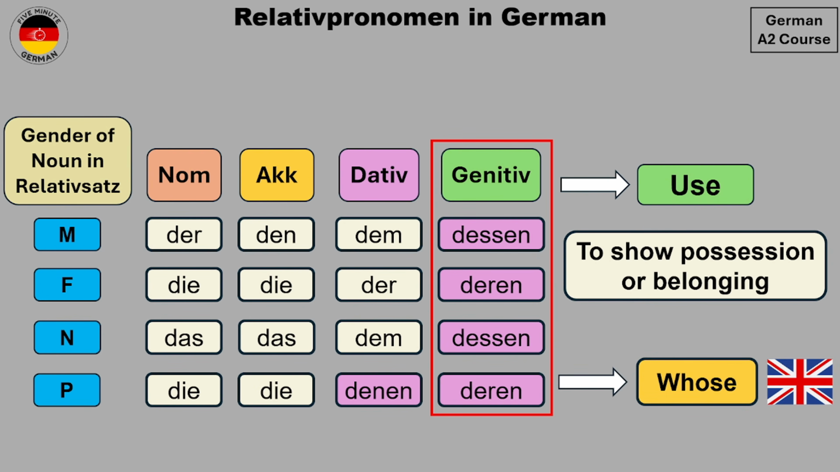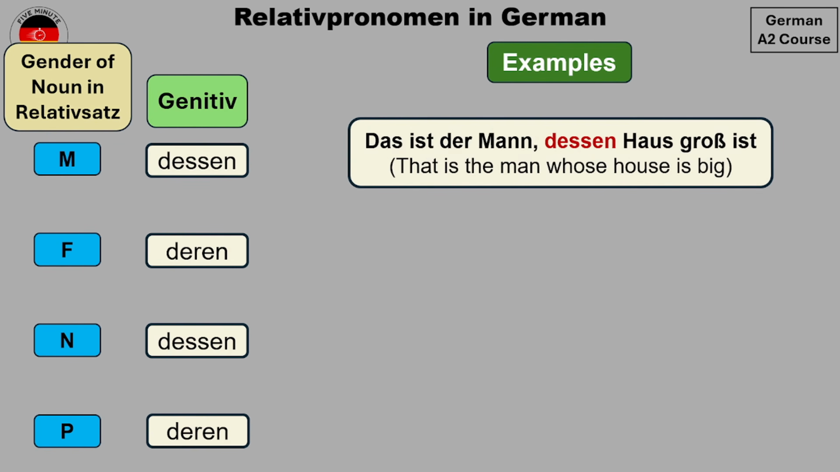Now let's see how we can use these genitive relative pronouns in sentences. So we have an example over here. Das ist der Mann, dessen Haus groß ist. That is the man whose house is big. Now you see that the house belongs to the man. That's why we have used the relative pronoun in genitive, which is dessen, to refer to the man.